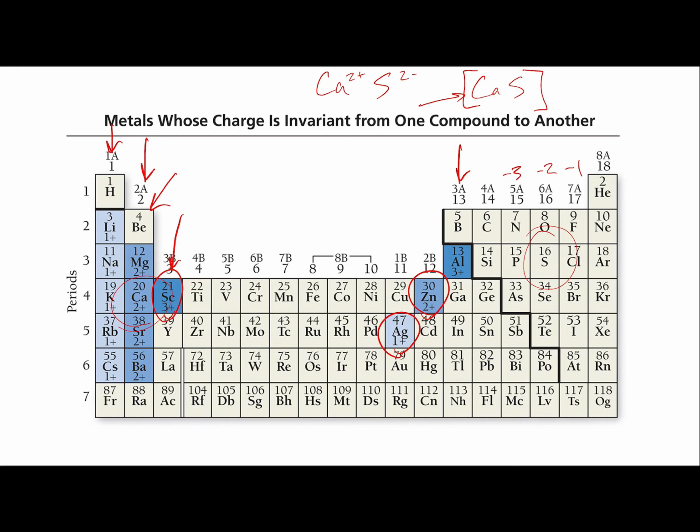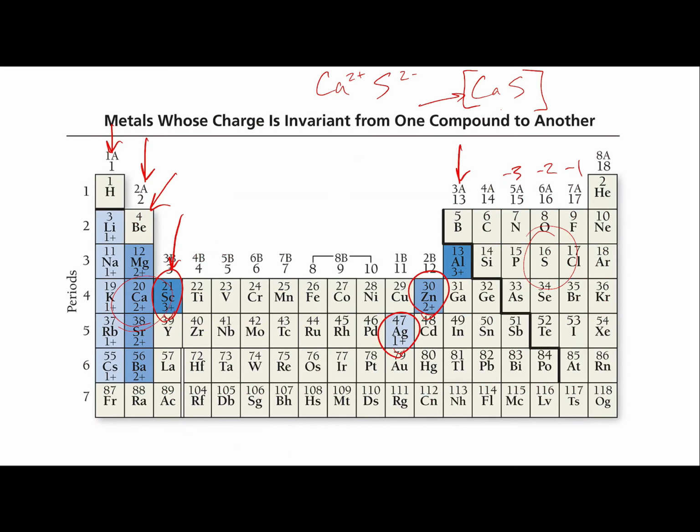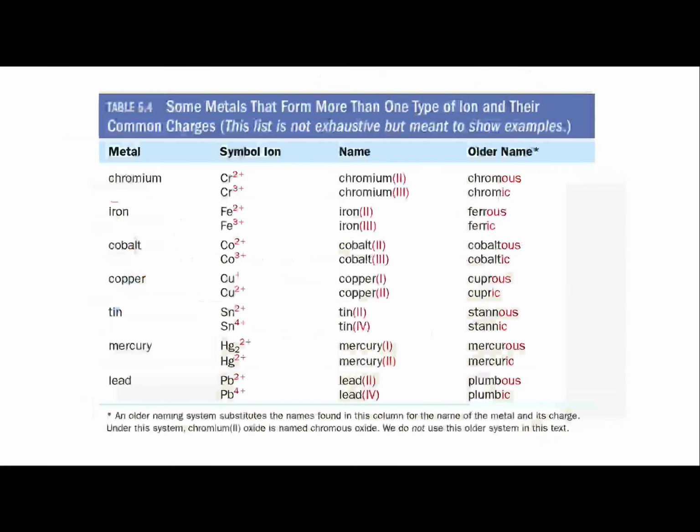When we name these, we just say the name of the metal. Oops, we haven't shown you the rules yet. The name of the metal, and then we're going to say the non-metal with an IDE ending, but we'll get there. So I wanted to show you the other metals. These are the variant metals, and these are their names. So when we say chromium in a compound, we're going to say chromium 2 or chromium 3. We have to say those words.